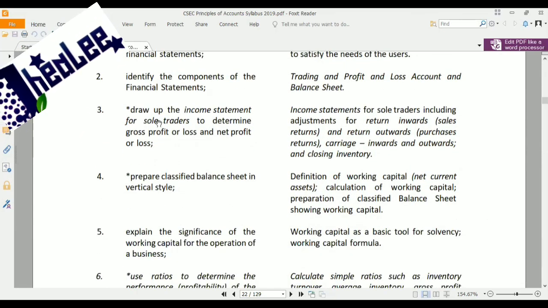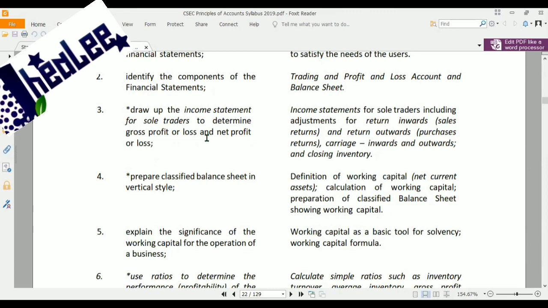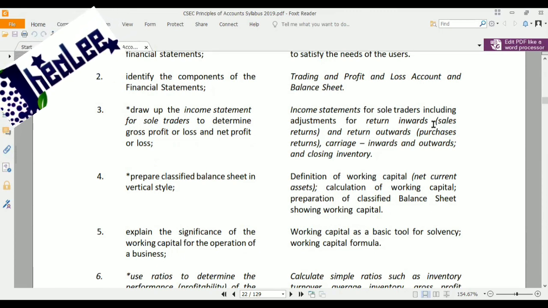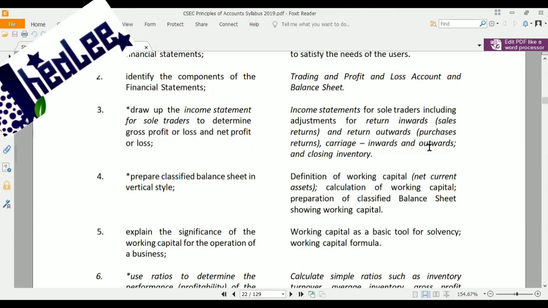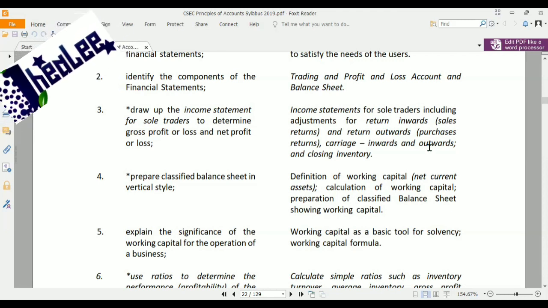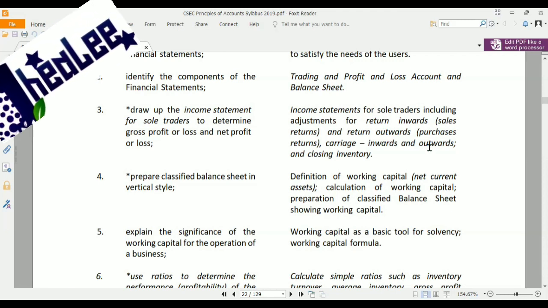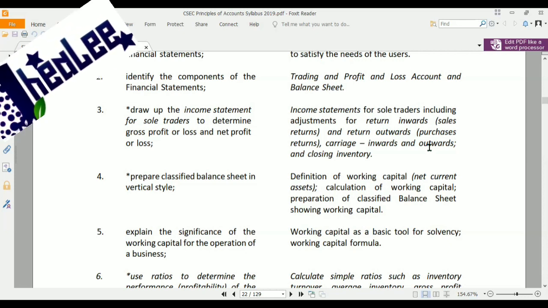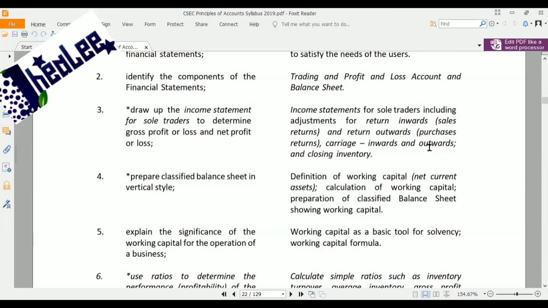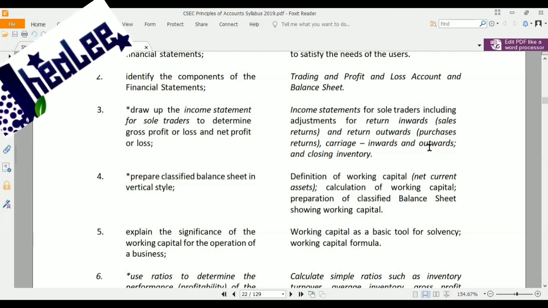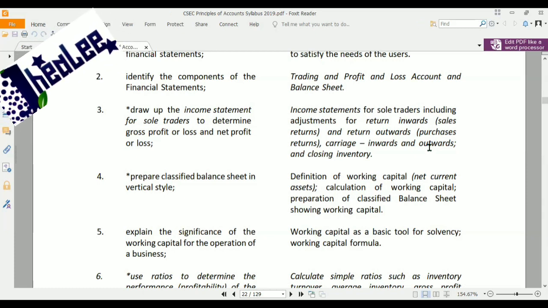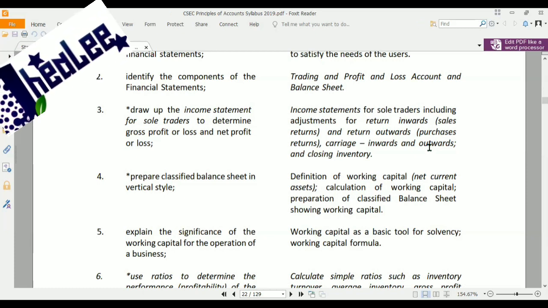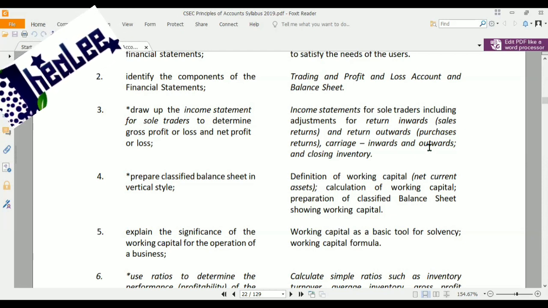So you're seeing the asterisk beside the objective at number 3, and it means that you need to know how to prepare it, right? So basically, income statements for sole trader include the adjustments. So you can't run away from the adjustments. So your accruals, your prepayments, how do you treat that? You know the accruals you add, the prepayments you subtract, right? The bad debt is an expense. But if the bad debt might just come down in the additional information, how do you treat that? Once it comes in the additional information, it means that you have to adjust in your income statement for your bad debt.